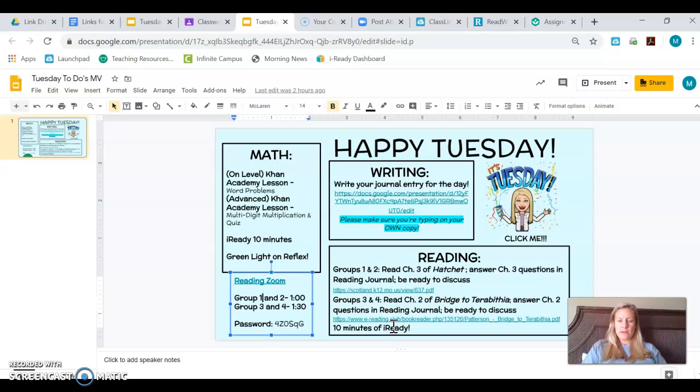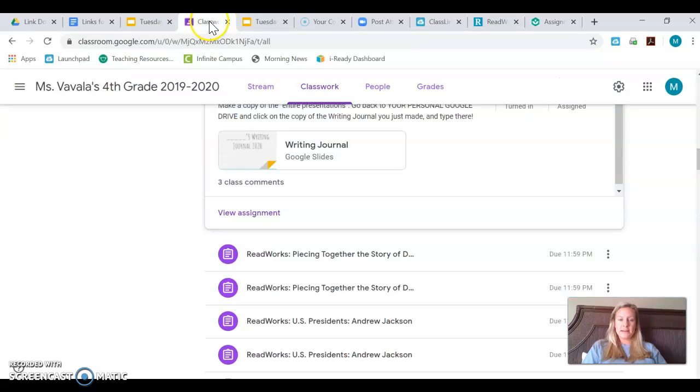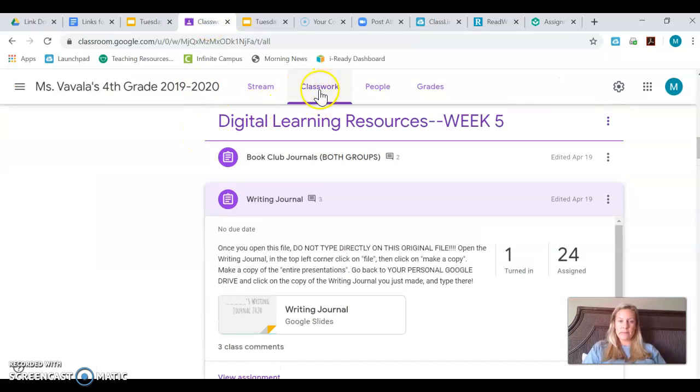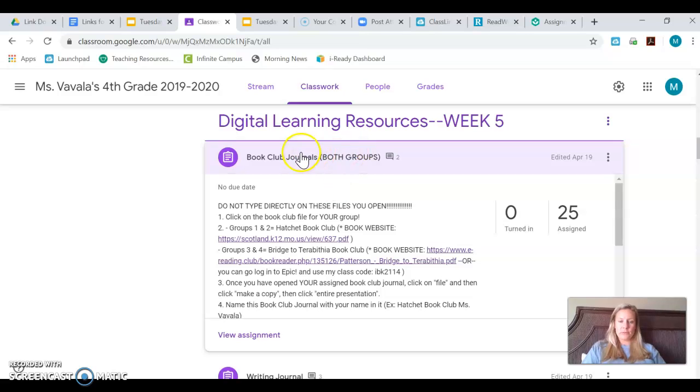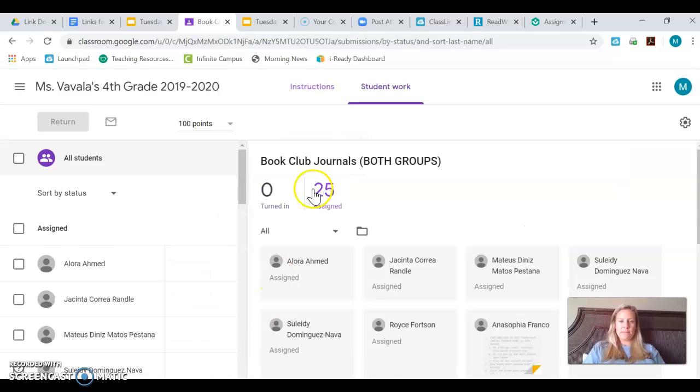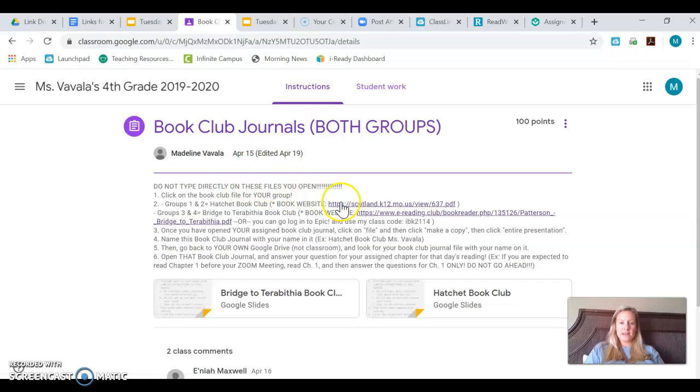Okay? I'll show you where you can find the Reading Journal if you are still confused on where to find that. Once again, we're going to go onto my classwork tab. We're in Digital Learning Resources, Week 5, and this one you're looking at reading journals, or book club journals, I should say. So you want to go to that. If you open it up, I have also posted in the instructions the links to each book, one for Hatchet and one for Bridge to Terabithia. Okay? And then I have the book journals for each group to click. So depending on which book you're reading, you click it, go to that chapter.